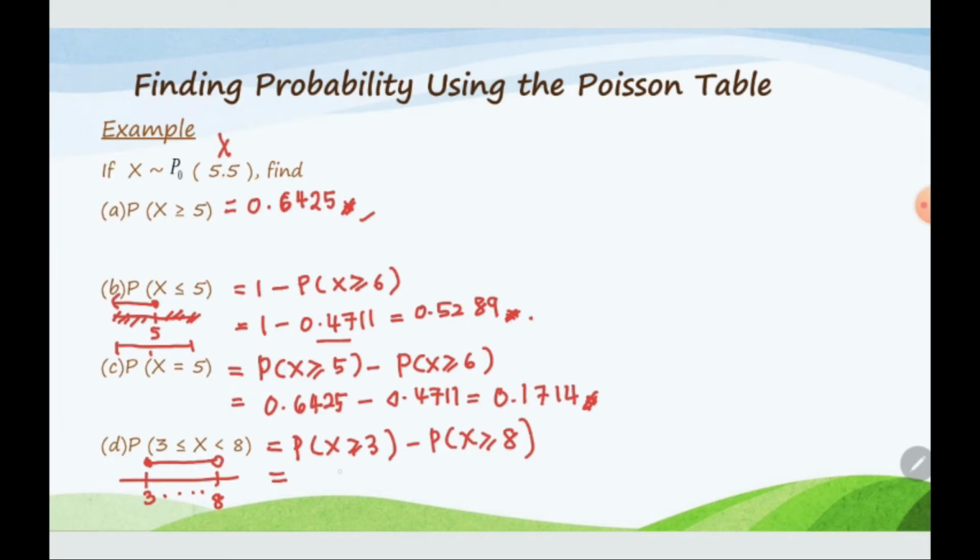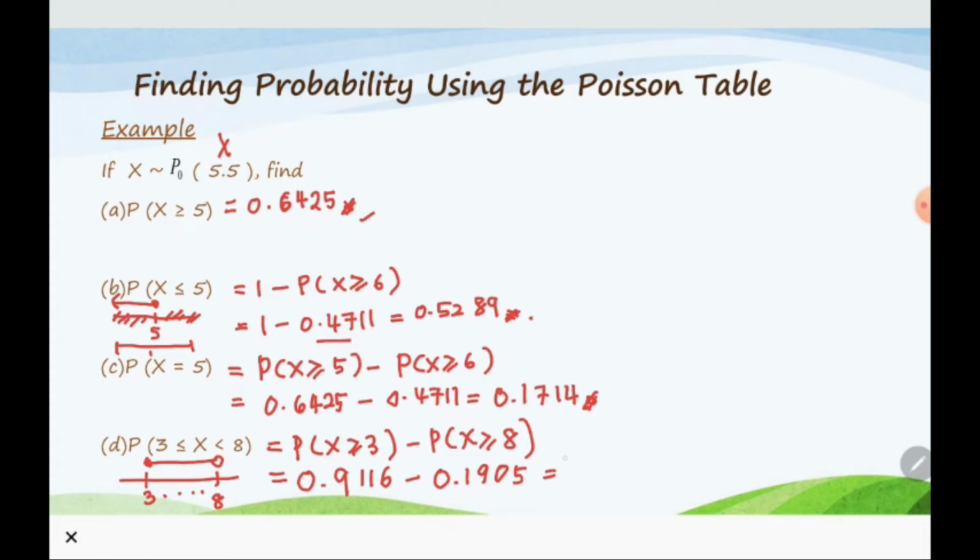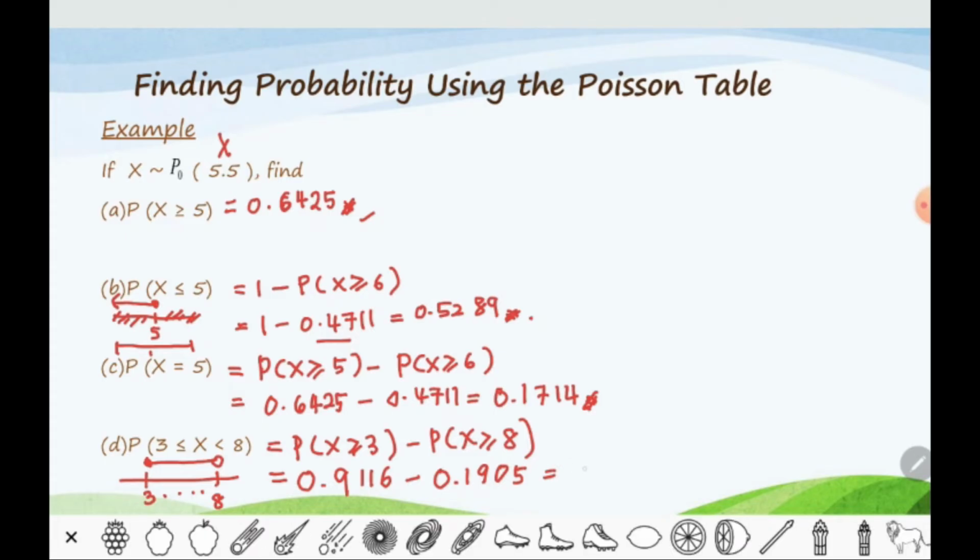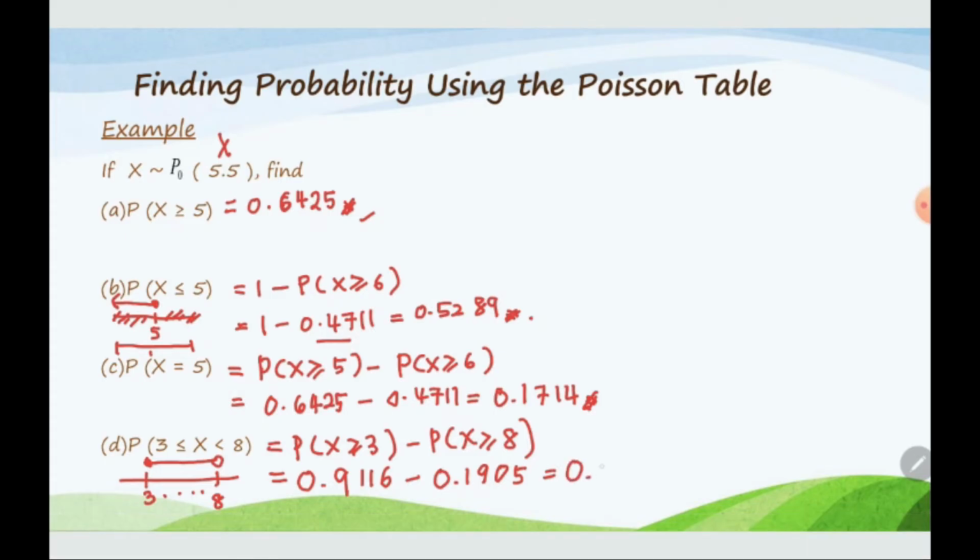So by reading from the table, you got 0.9116 minus 0.1905. Calculating by using your calculator, you got 0.7211.